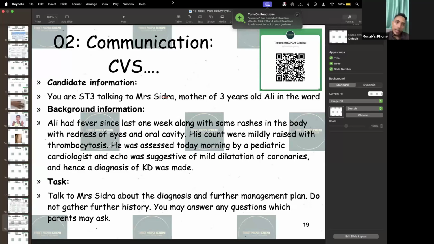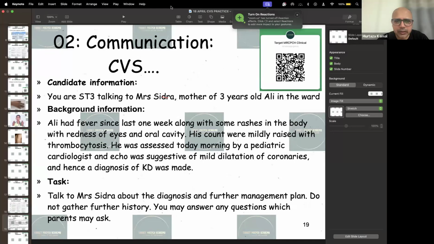So Sidra, we have made a probable diagnosis based on the condition and the symptoms that Ali is having. Along with fever, he's having redness of eyes, redness of the mouth and surrounding area, and I believe he's also having swelling in the neck. All these symptoms point us towards something called Kawasaki disease. Are you with me here?